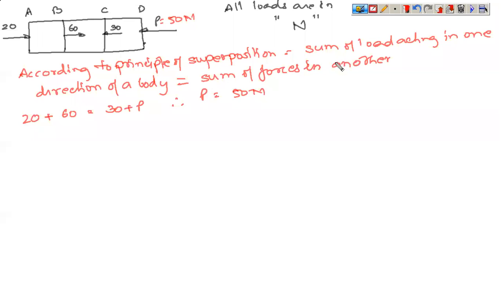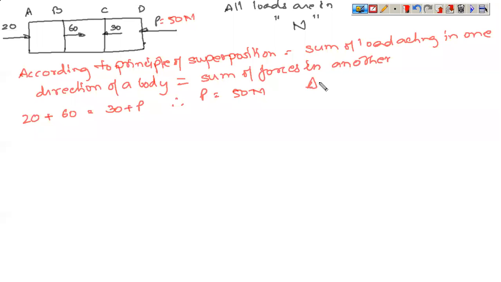So P comes out to be 50 Newton. Now this is a single equation, so at most you can solve for any one variable. So out of all these data, only one can be solved out. So P has finally been arrived at as 50 Newton. Now your job is to balance this entire system.